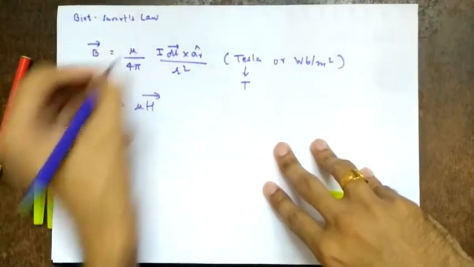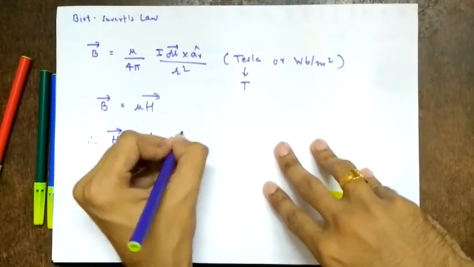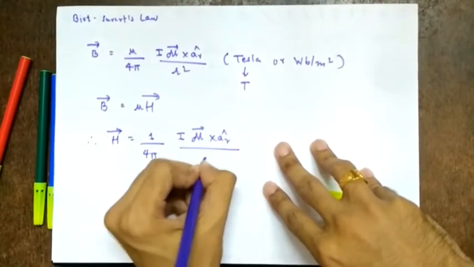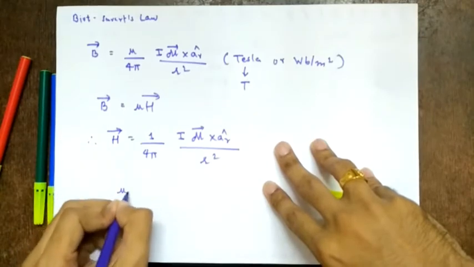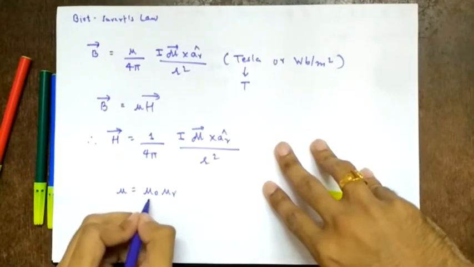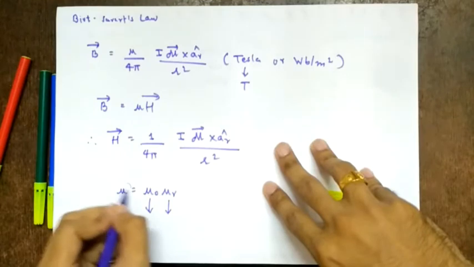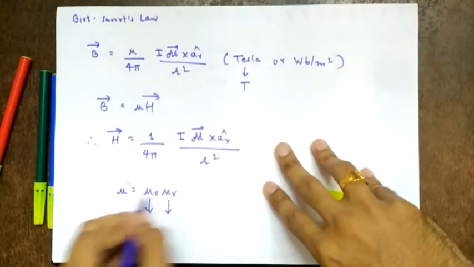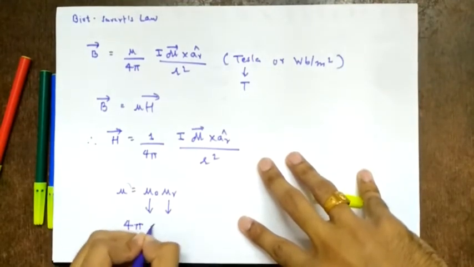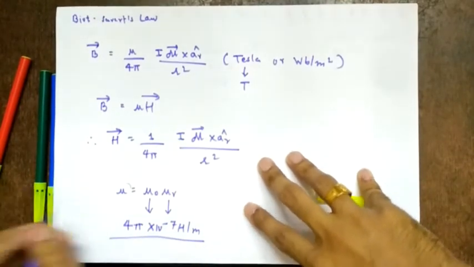From this I can write H vector equal to 1 by 4 pi, I dl vector cross ar cap upon r square. And mu is called permeability, which is equal to mu 0 into mu r. Mu 0 is the permeability of free space, mu r is relative permeability. Mu 0 is given as 4 pi into 10 raised to minus 7 henries per meter. This value you should know for numericals.